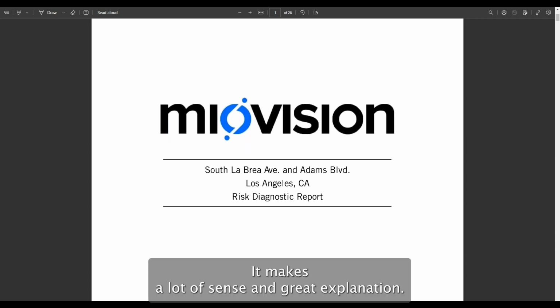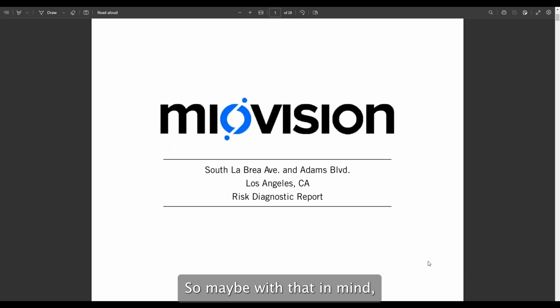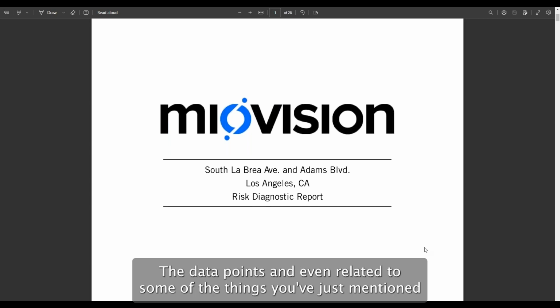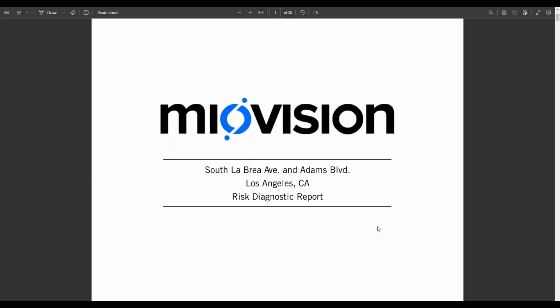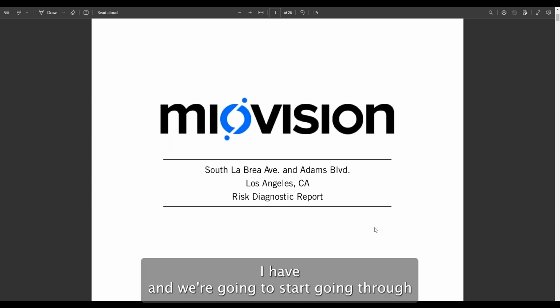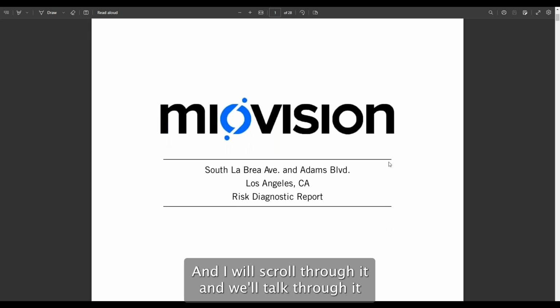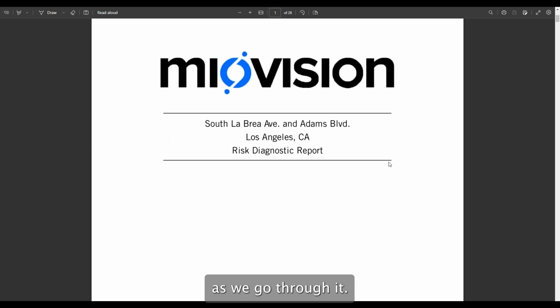That makes a lot of sense, and great explanation. Thank you for that. So maybe with that in mind, let's move into the meat of the report and unpack some of the data points and even relate it to some of the things you've just mentioned. We're open here. This is actually the report that was provided to the city of Los Angeles, and we'll just scroll through it and talk through it as we go.